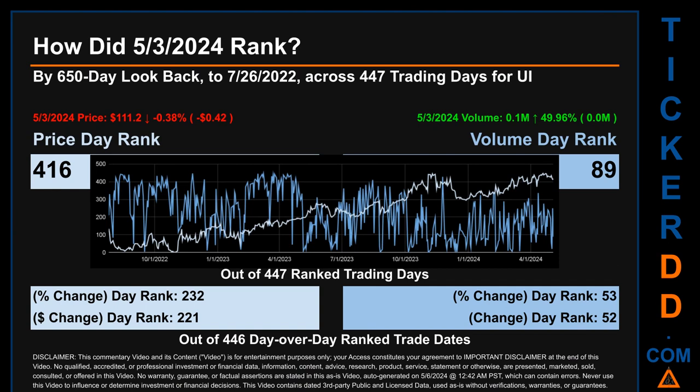The price's day-over-day percentage change, dropping -0.38% on the 3rd of May 2024, had a day rank of 232, while its dollar difference of -42 cents had a rank of 221 when compared day over day across 446 trading days. Volume's percentage change and difference were ranked respectively at 53 and 52.